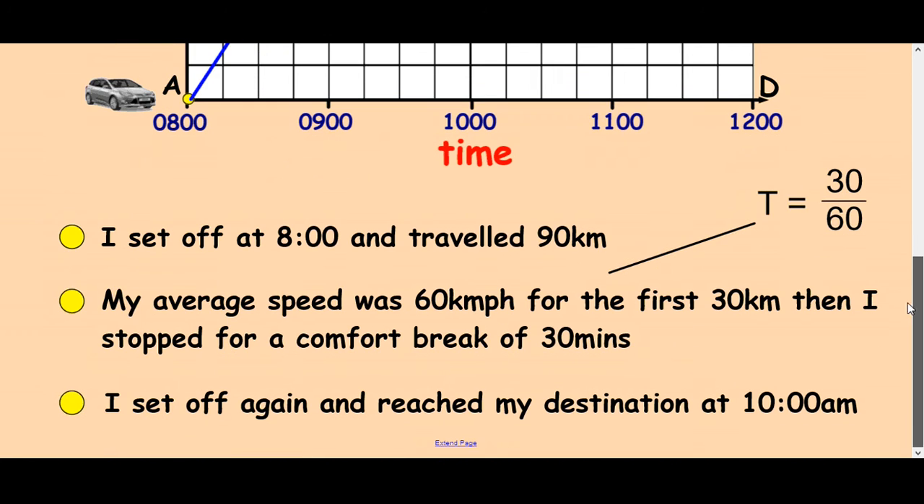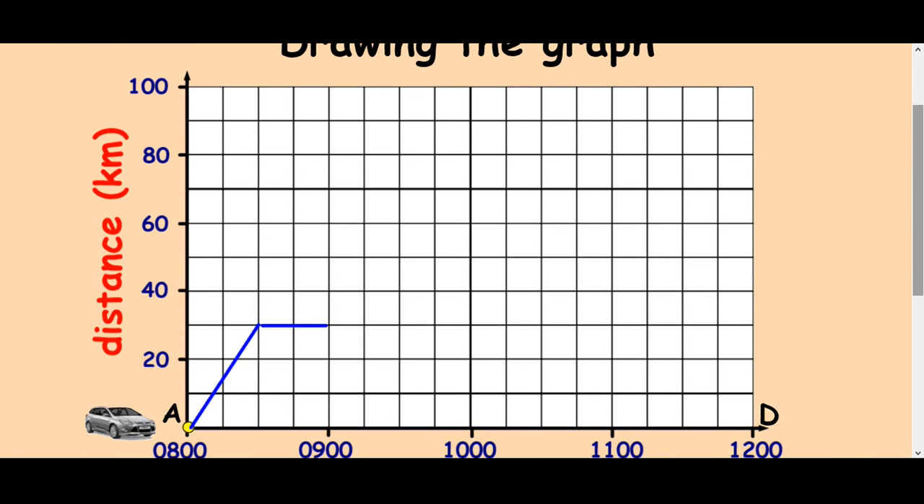Let's look at the last bit. I set off again and reached my destination at 10 o'clock. So at 10 o'clock here, they must have gone all the way to the 90 kilometres. So there's your 90 kilometres. Join that up to the starting point there. Okay, so that's your journey. Travelled a distance of 30 kilometres and it took half an hour. Rested for half an hour and then finished the journey to 90 kilometres by 10 o'clock.